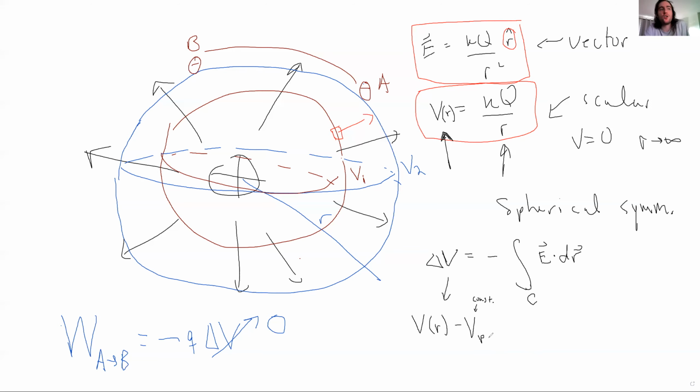In the case of a point charge, we would just make Vp the value of the potential at infinity, which is 0. So it equals this integral here. What we do is we take the gradient on both sides. And taking the gradient on both sides undoes the path integral.